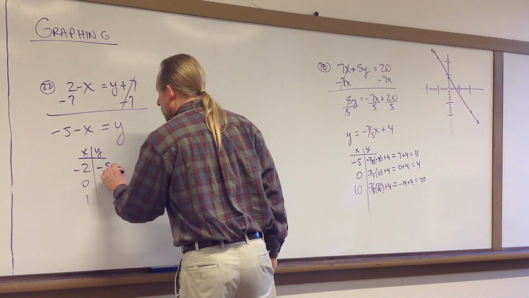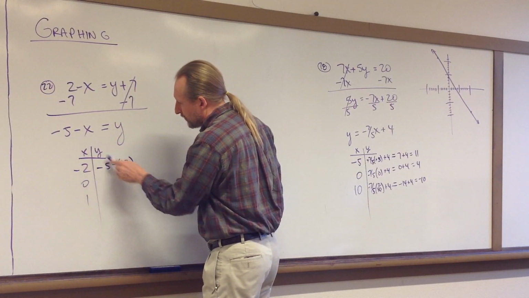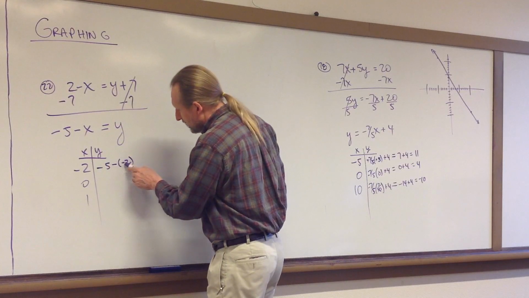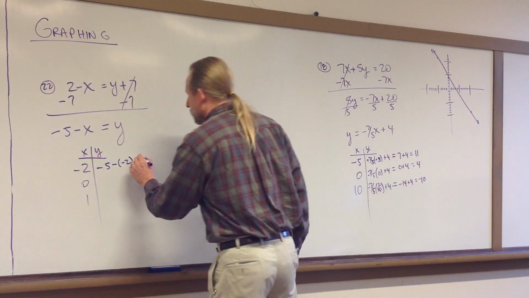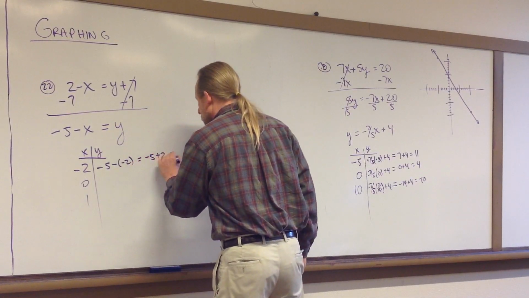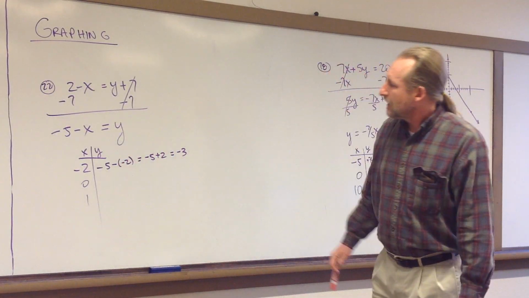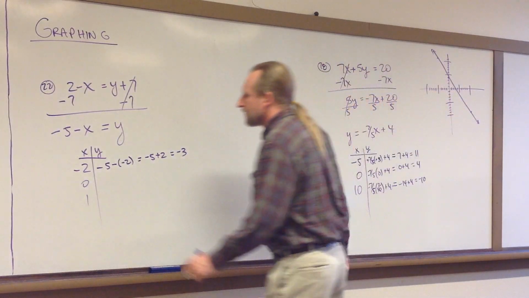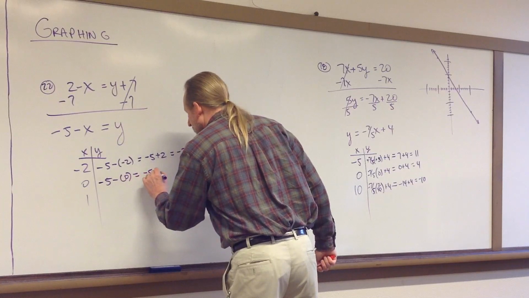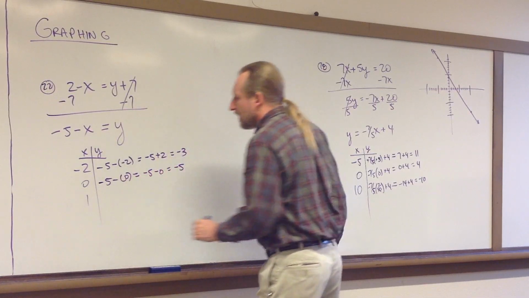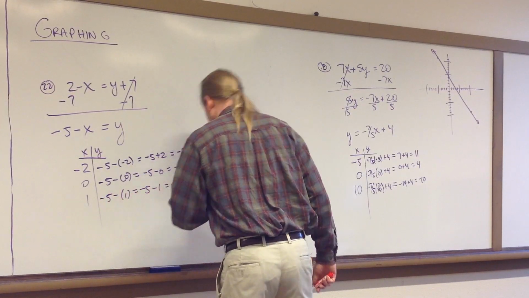Let's see here, negative 5 minus negative 2. So here's the thing, this minus sign right here comes along with the equation, right? This negative sign here comes from the value of x, and that's really important. That's something that people often make mistakes on. Okay, so those double negatives are going to change this to a plus 2, and then we'll have negative 5 plus 2 is negative 3. Let's put the 0 in there, and so that's negative 5 minus 0 is negative 5. And then we'll put the 1 in there. Negative 5 minus 1 is negative 6.